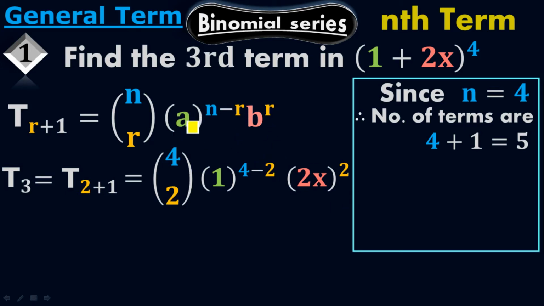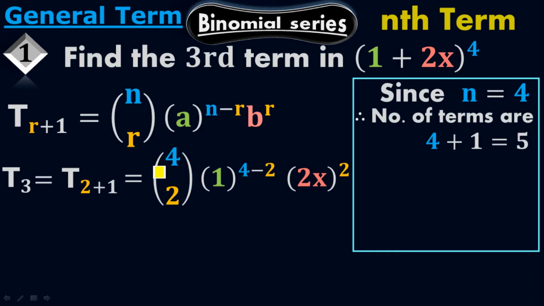What is my a? My a is 1. Look, my a is 1 here. What is my b? My b is 2x. Plug in 2x here for the b. Look, this is the formula if n is even. Now I need to find this coefficient. What will be the coefficient value here?